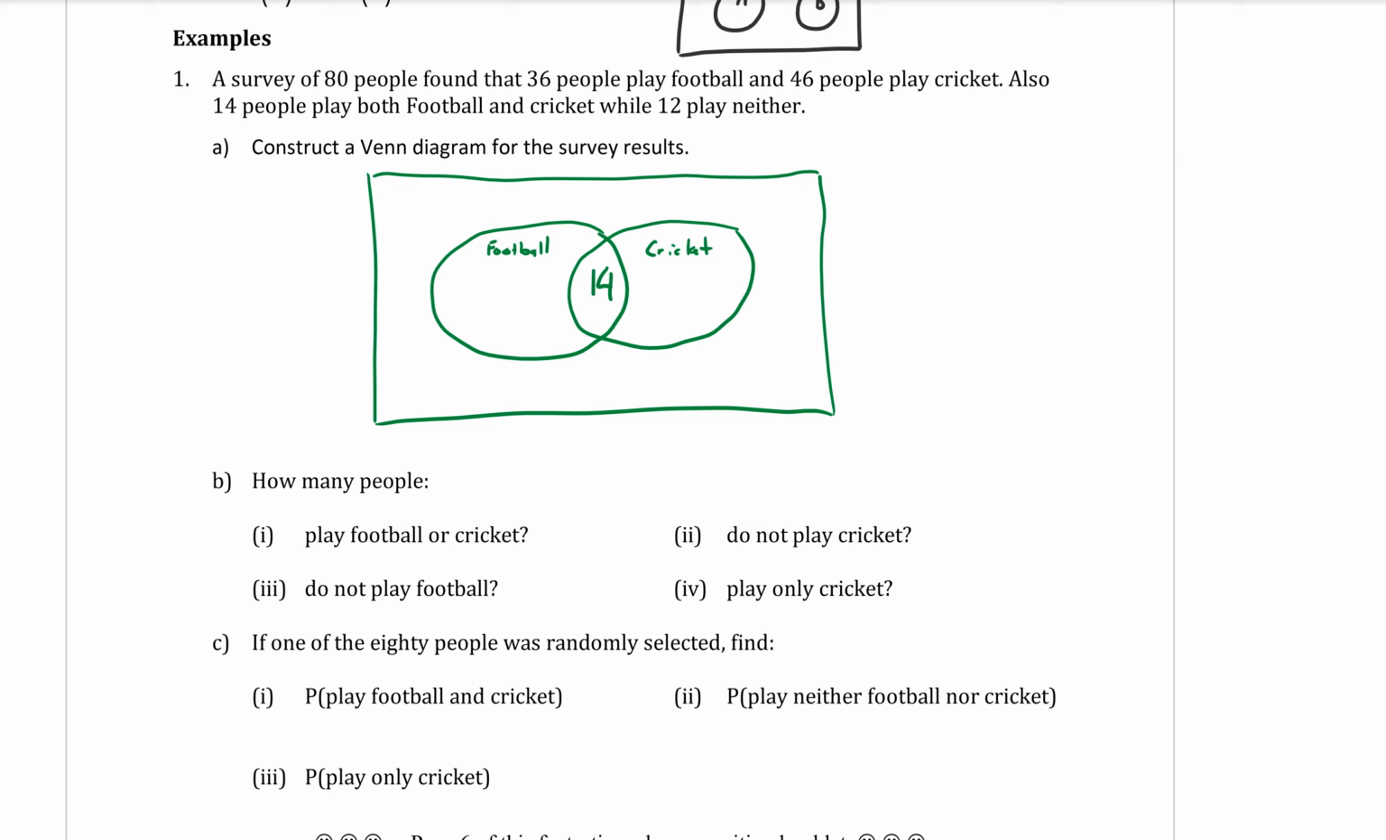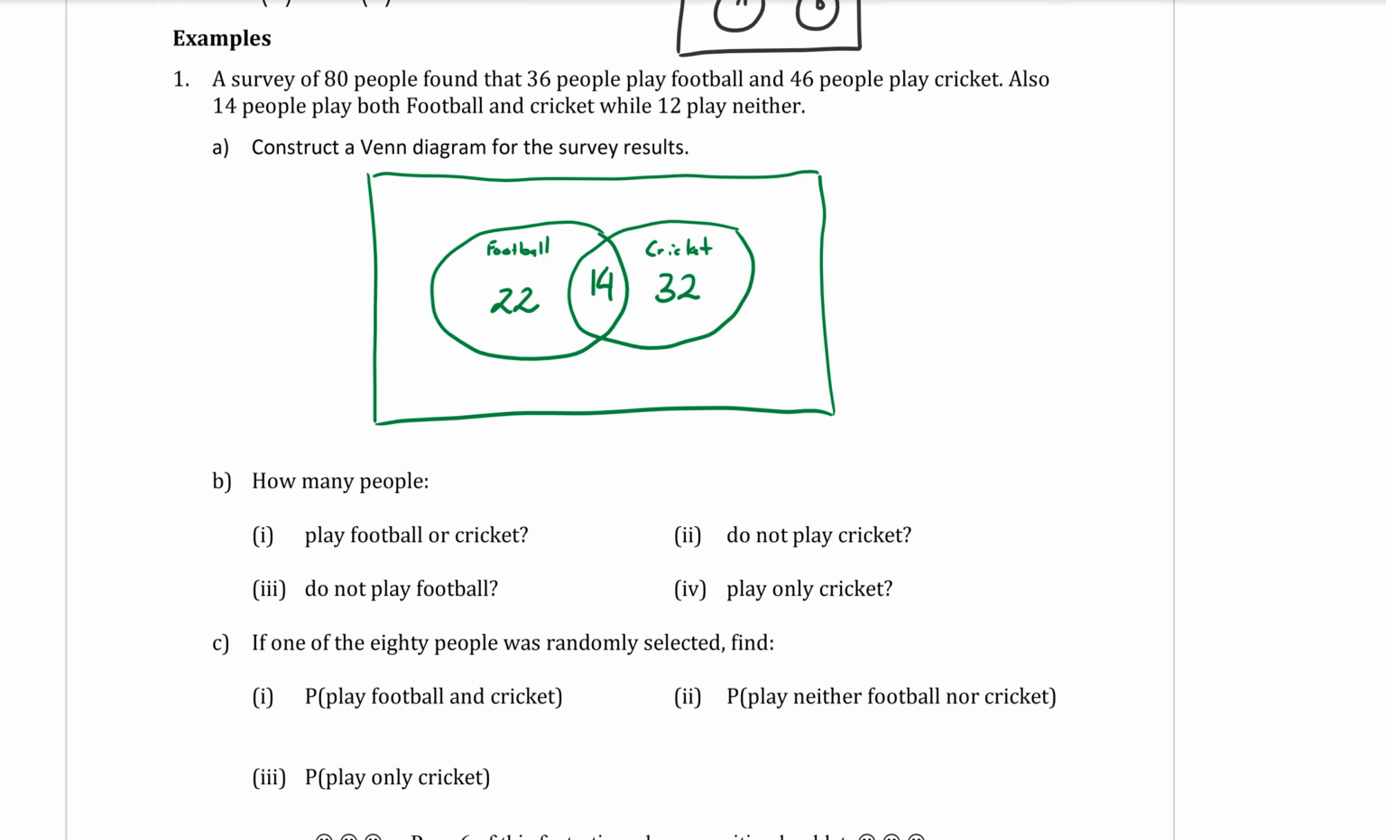Now that means I can work out how many people play just football. So if there were 36 people play football, if I do 36, take away that 14, I get 22 people who just play football but not the cricket part. Then let's do the same thing for cricket. There are 46 people who play cricket. Subtract off the 14 means 32 people play cricket.